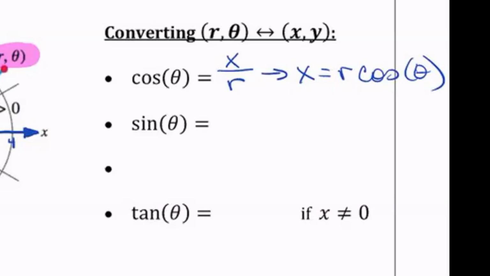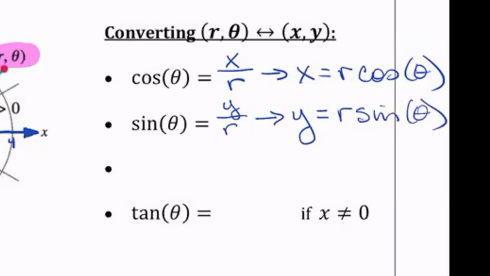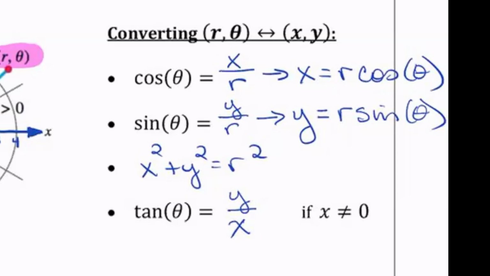Same thing for sine theta. It was defined as y over r. So if we multiply both sides by r, then that tells us that the y coordinate is equal to r times the sine of theta. Another formula is basically the Pythagorean theorem, where we consider x squared plus y squared equals r squared. So if we know an x and y, we can find r. And tangent theta, remember, is always your sine over your cosine, or y over x. And again, as long as the x isn't 0.